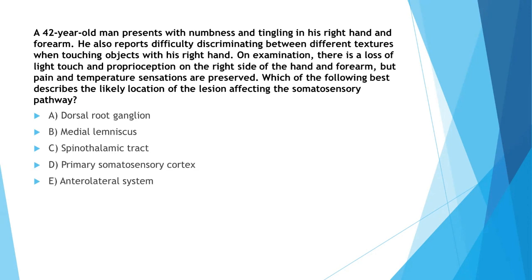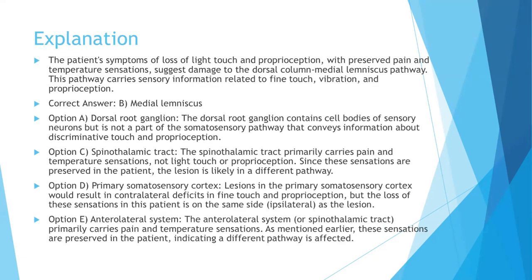Now, if you remember the initial videos of our neurology module, then this question will be easier for you to answer. So we have the options: dorsal root ganglion, medial lemniscus, spinothalamic tract, primary somatosensory cortex, anterolateral system. Now, the patient's symptoms of loss of light touch and proprioception with preserved pain and temperature sensations suggest damage to the dorsal column medial lemniscus pathway. This pathway carries sensory information related to fine touch, vibration, and proprioception. Correct answer is B, medial lemniscus.